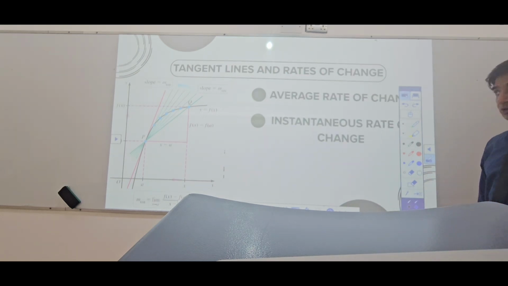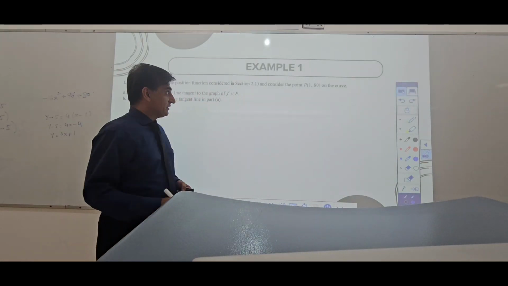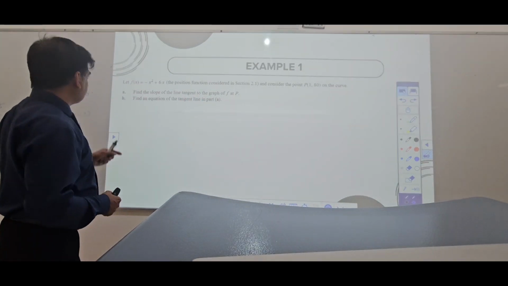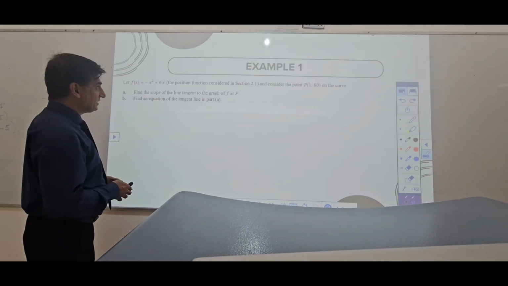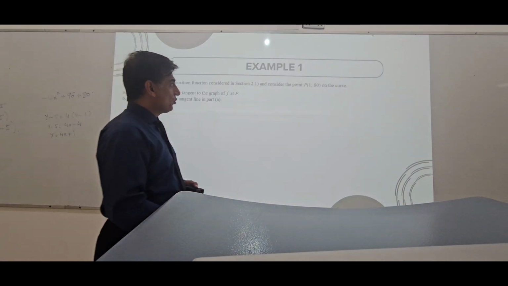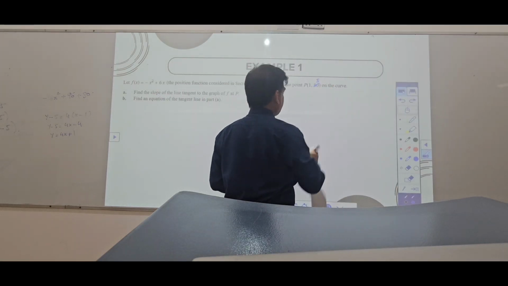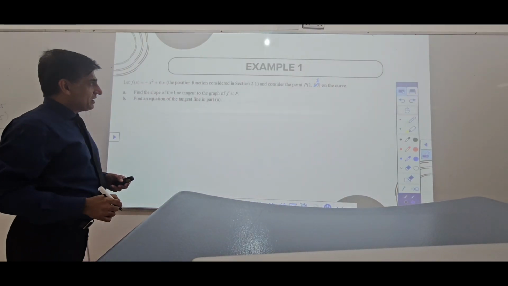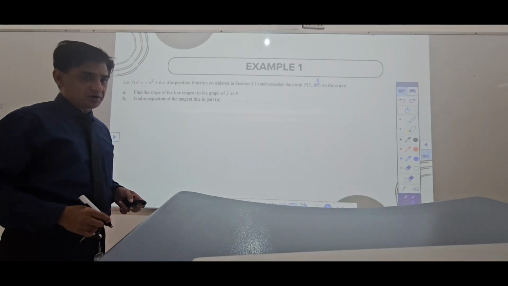So this is what I just told you about the average rate of change. All right, so for this example, as you can see, we have f of x is minus x squared plus 6x, and consider the point P(1, 5) on the curve. So we first have to find out the slope of the line tangent to the graph.